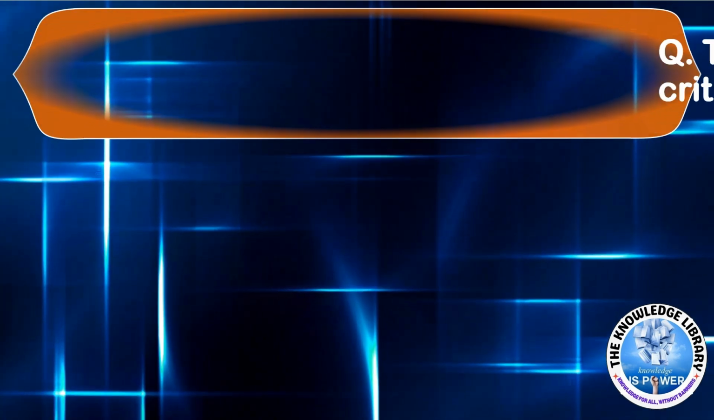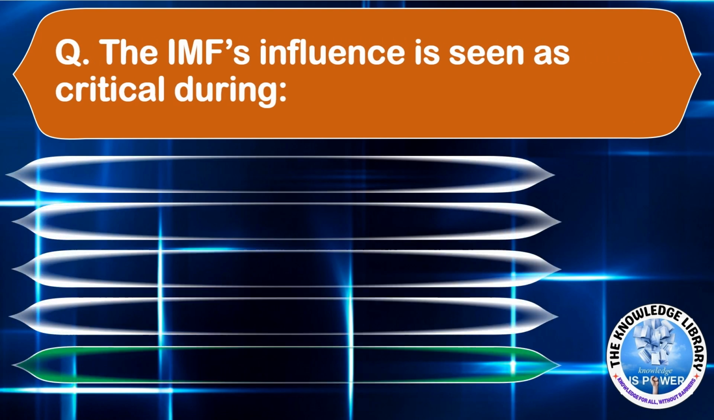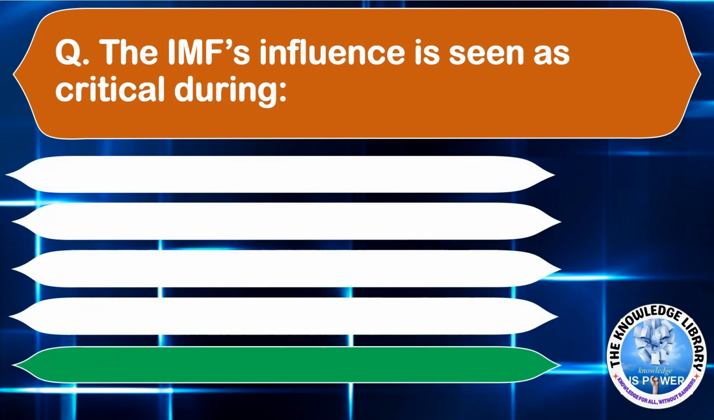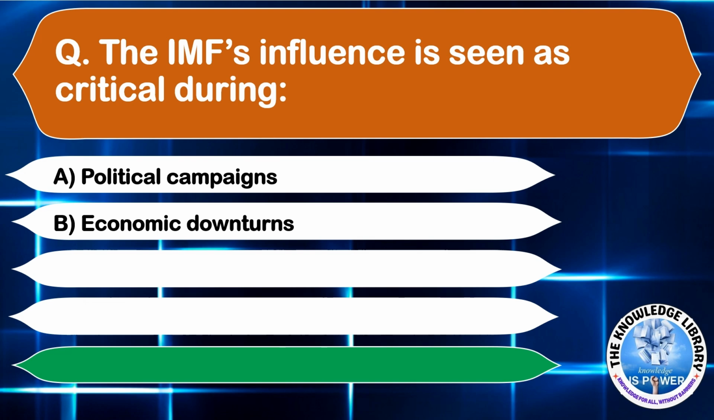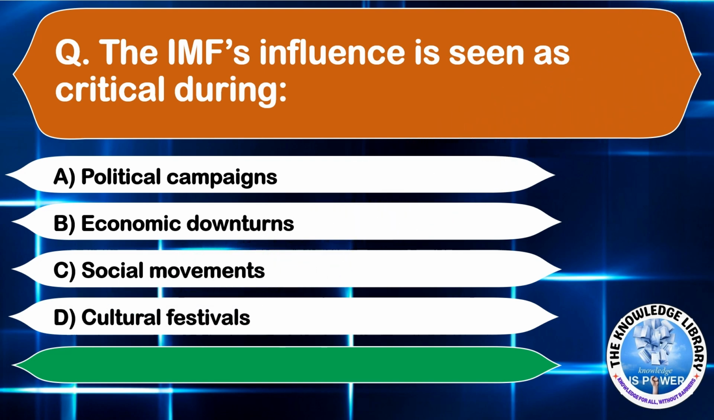Next question is, the IMF's influence is seen as critical during option A, political campaigns, option B, economic downturns, option C, social movements, option D, cultural festivals. Answer is option B, economic downturns.